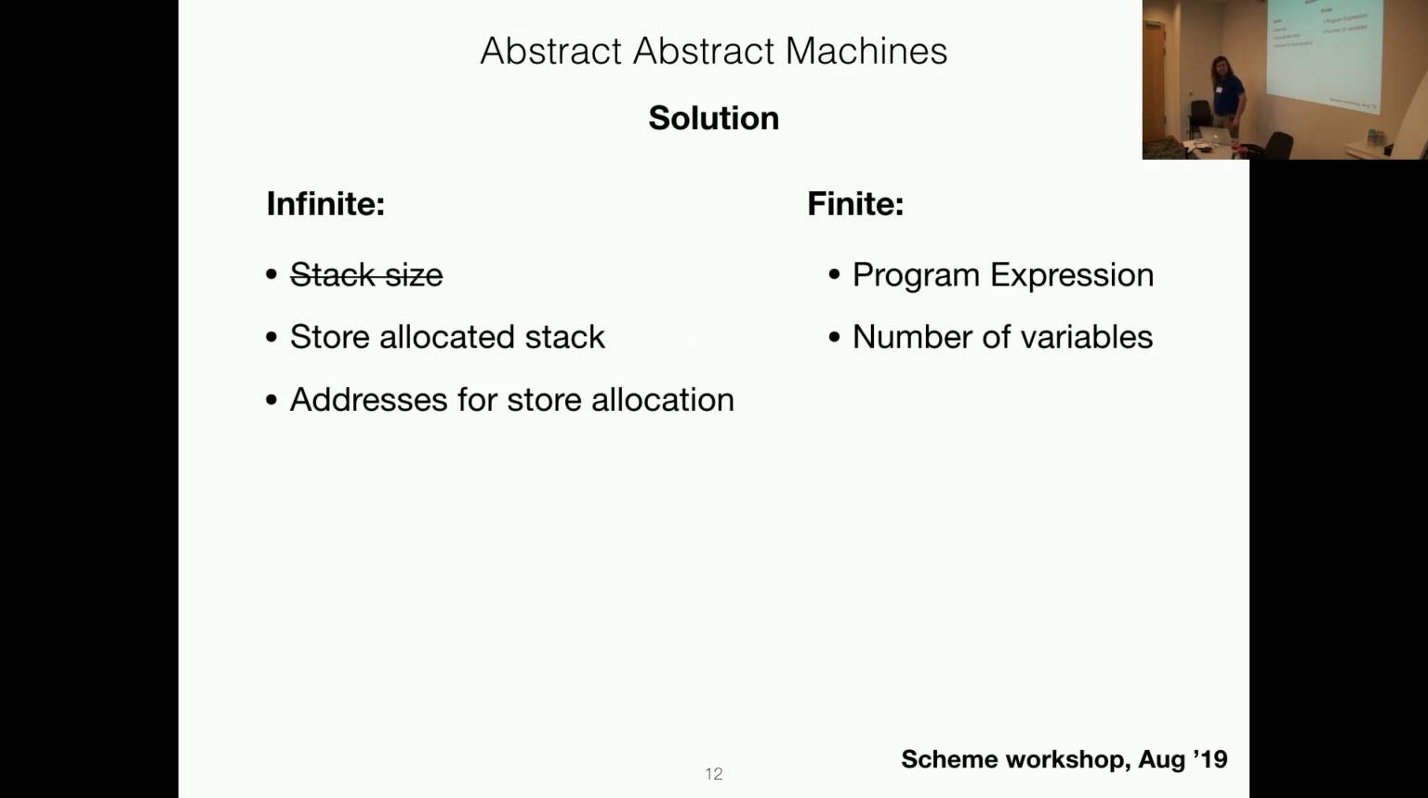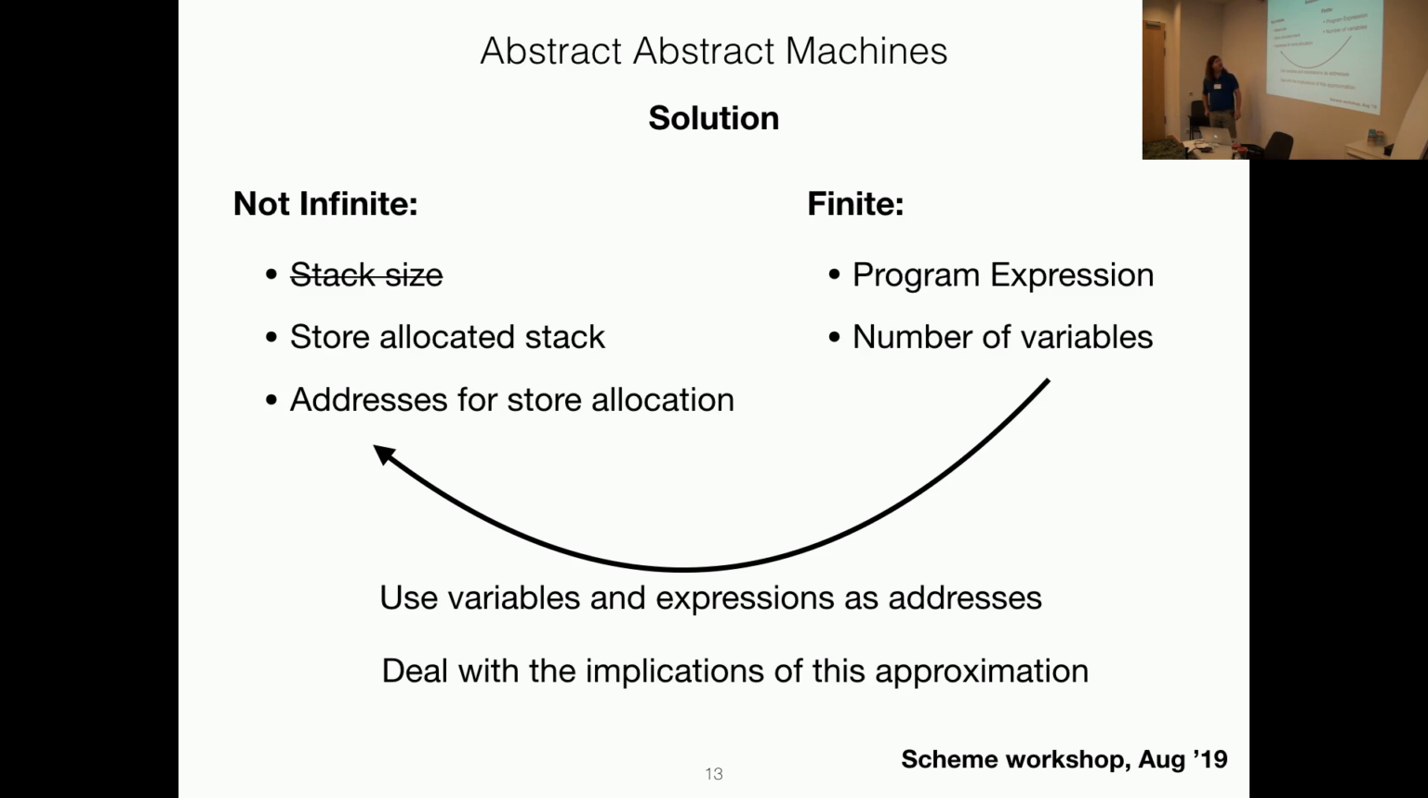So the first step here is we take two problems and convert them to one by store allocating the stack. So now instead of an infinite stack, we just have more addresses. So all we have now that's infinite is the number of addresses. And finally, and this is the more abstract part, we use program expressions, variables, or some combination of those as our addresses. So for example, the location of a variable would be its address. The variable itself would be the address for the variable. And this means that the whole thing is finite, but there are some implications of doing this.